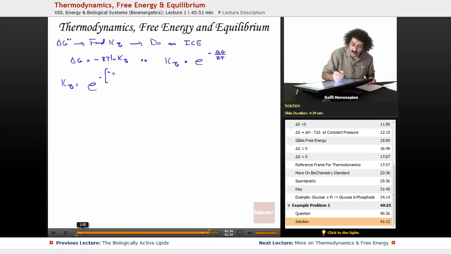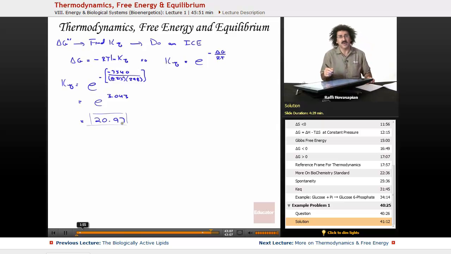So we said that the delta G was negative 7.54 kilojoules per mole. So negative 7.540, that's kilojoules per mole, over RT, which is 8.315, and we have 298 because we're running this under standard conditions, 25 degrees Celsius. What you end up with is e to the 3.043, and you get 20.97. So our KEQ is 20.97.